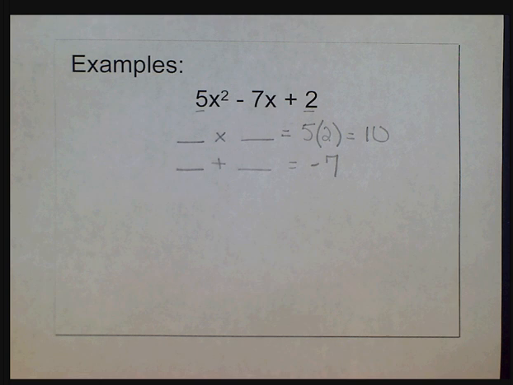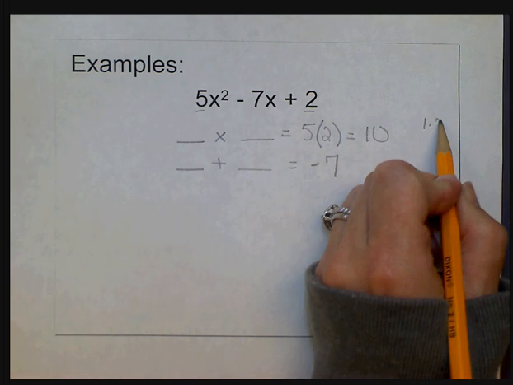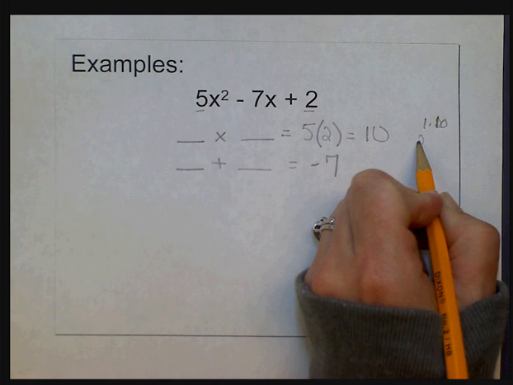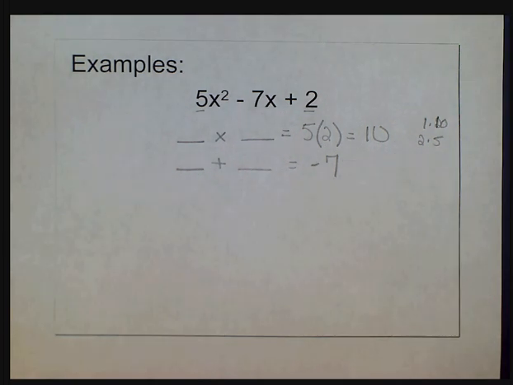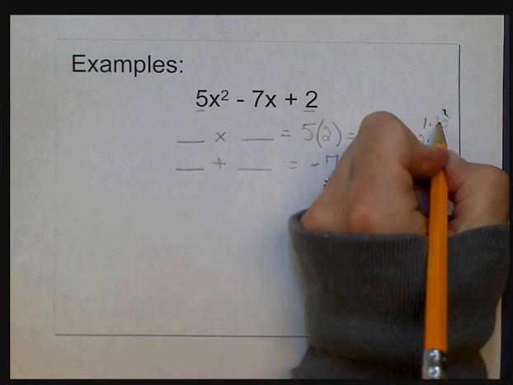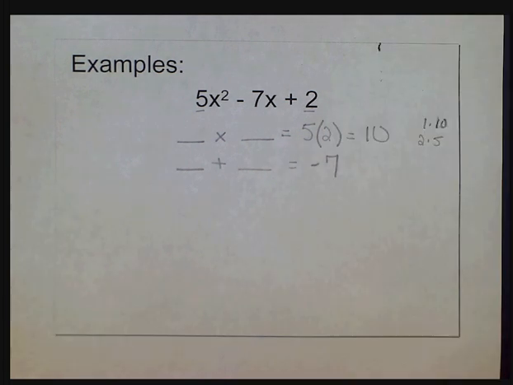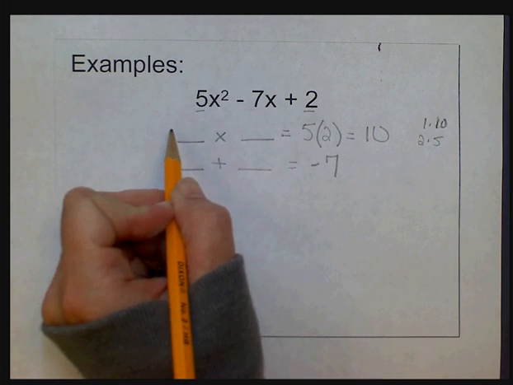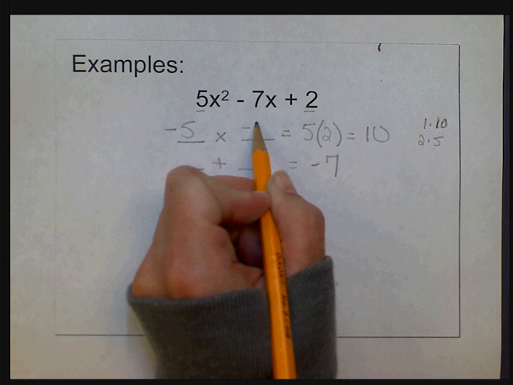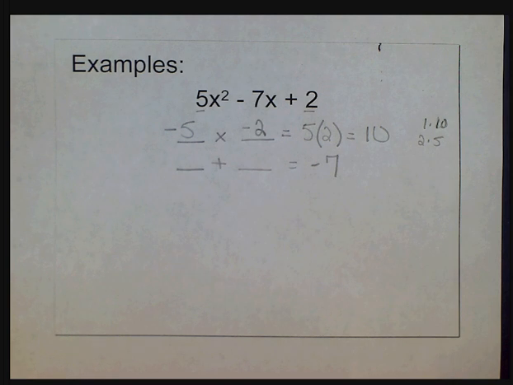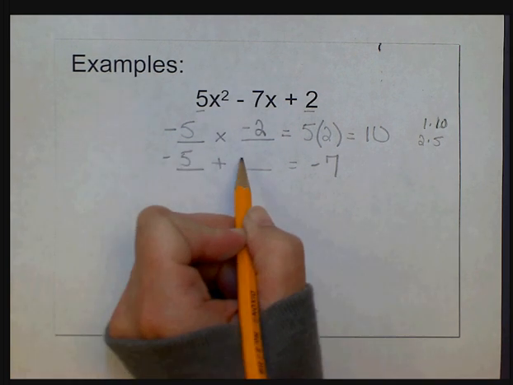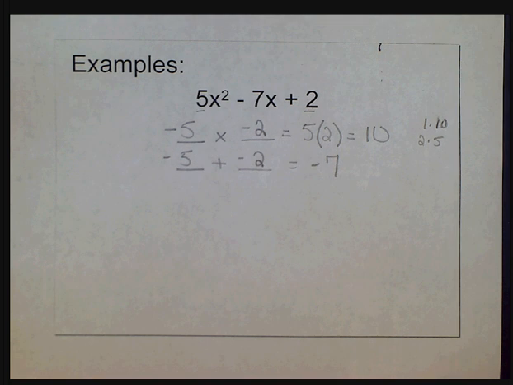And then these two same numbers have to add together to give me -7. So I think of all the ways that I can make 10: 1 and 10, 2 and 5, and that's it. I can put negatives in there, but those are the only two sets of numbers that will make 10. So I need two of those to add together to give me -7. Well, if I take -5 times -2, that'll give me a +10, and -5 plus -2 will give me a -7. So that's your step 1, finding your magic numbers.